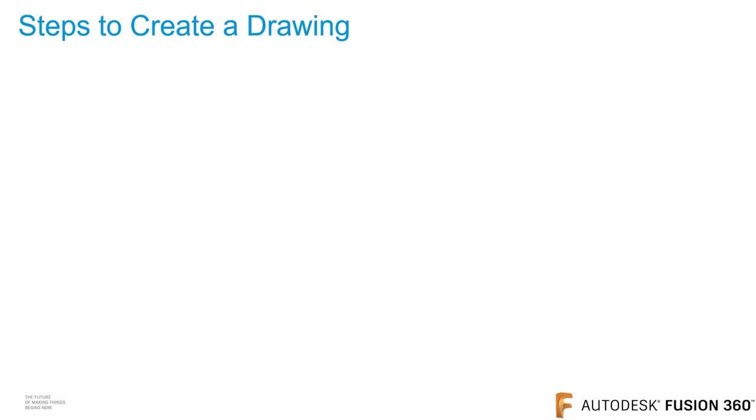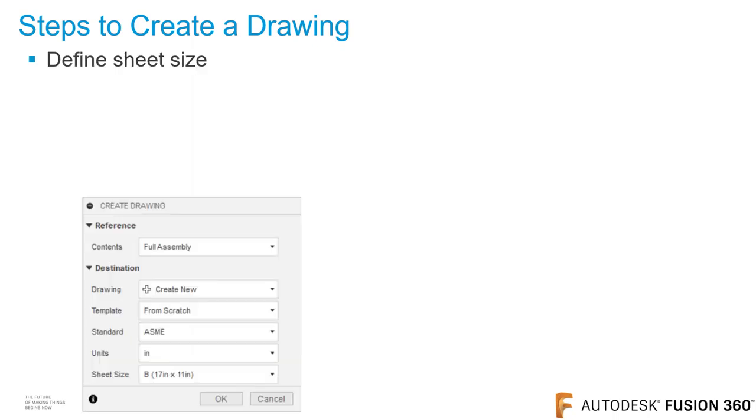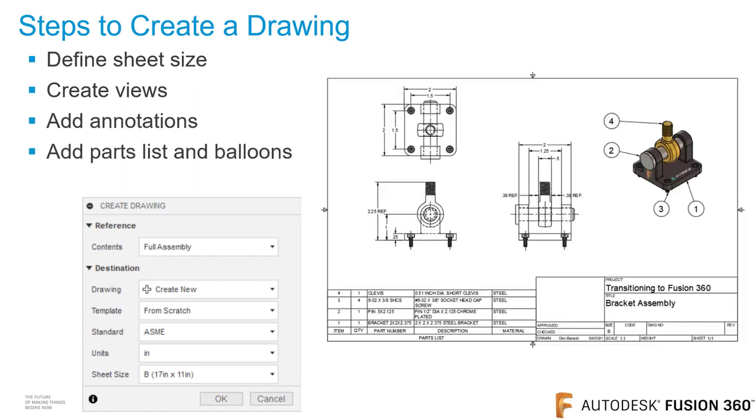When creating a drawing inside of Fusion 360, you're going to follow these main steps. First, define the drawing sheet, then create your drawing views, add annotations, if desired, add a parts list and balloons, and if needed, export the drawing.